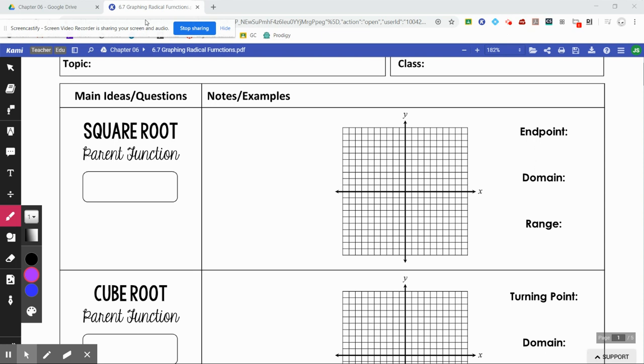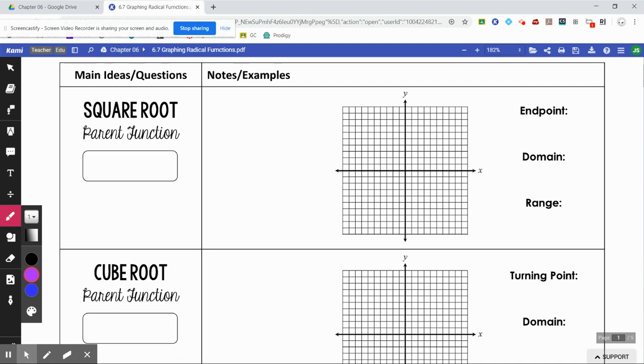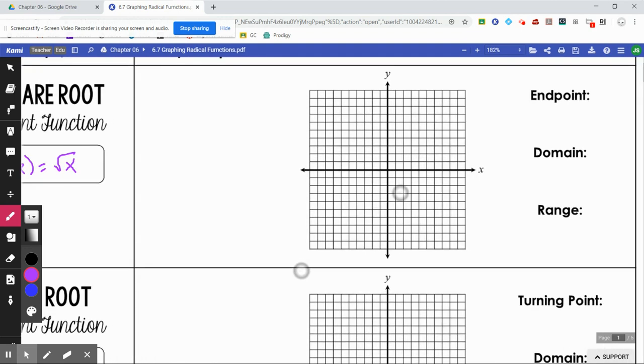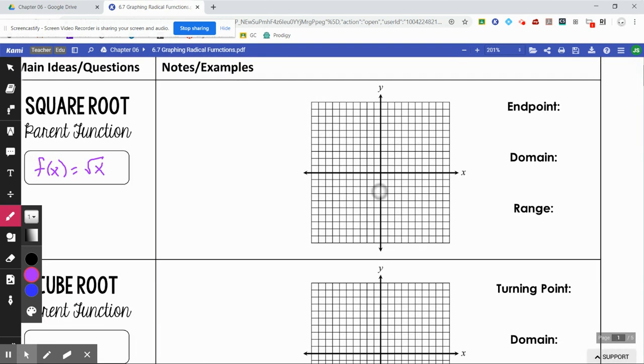Okay, in this video we're going to be graphing square root and cube root functions. Let me remind you of the parent function of a square root graph: f of x is equal to the square root of x. Let's plot some points and see what that graph looks like.